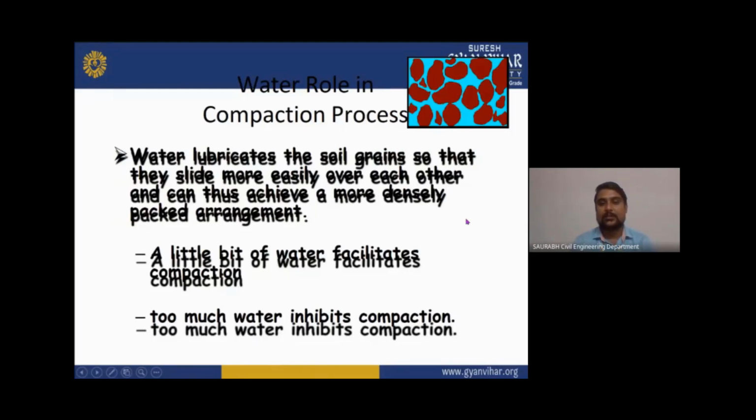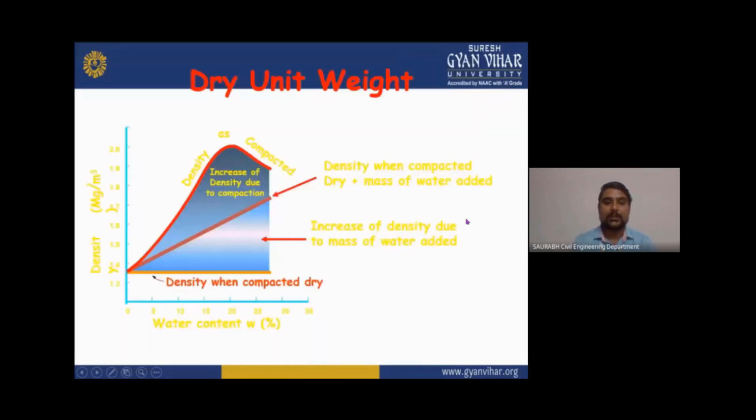Water lubricates the soil grains so that they slide more easily over each other and can thus achieve a more densely packed arrangement. A little bit of water facilitates the compaction. Too much water inhibits compaction. As you can see here, this is your dry unit weight graph, where we have to use the soil and we have to find the density.